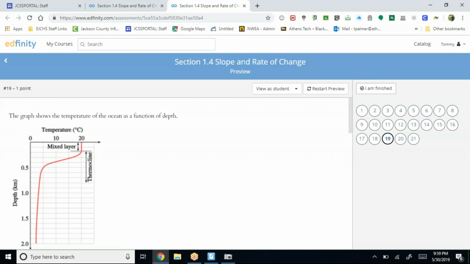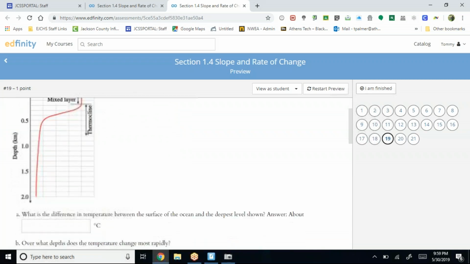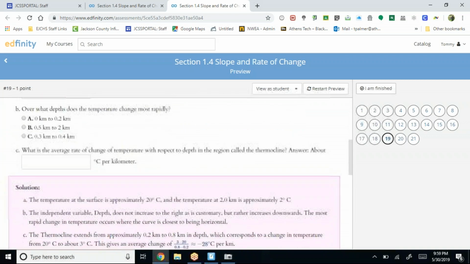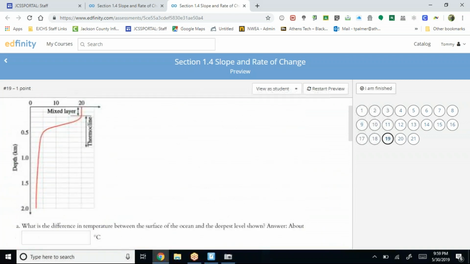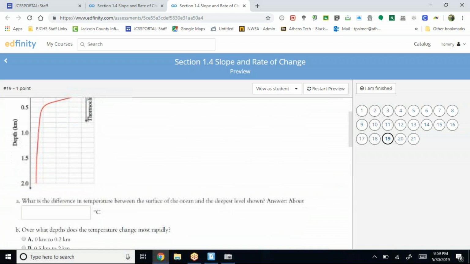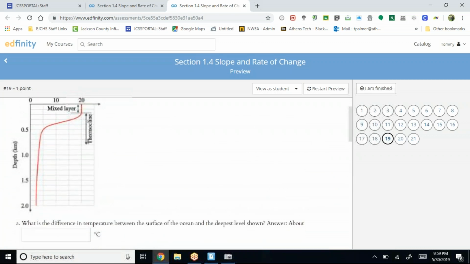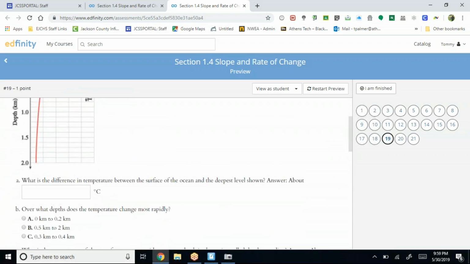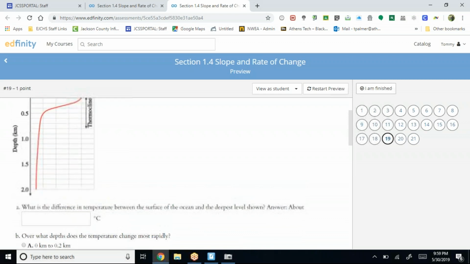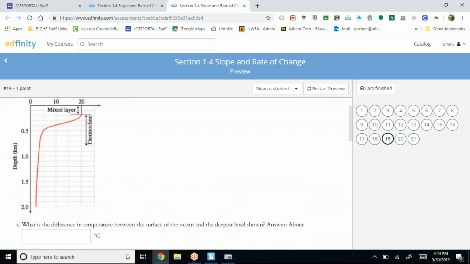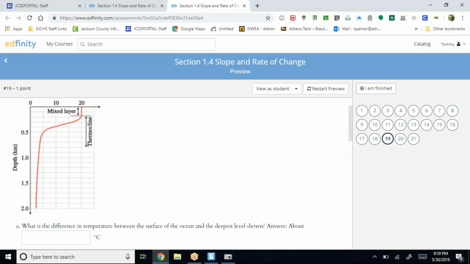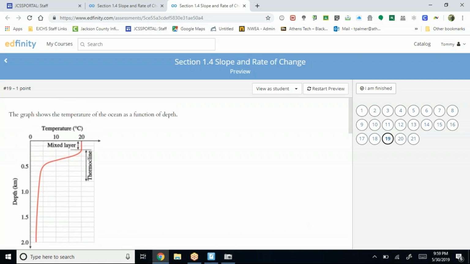The graph shows the temperature function of graph. What is the difference in temperature between the surface of the ocean and the deepest level shown? What is the difference in temperature between the surface of the ocean? Let's go back up.